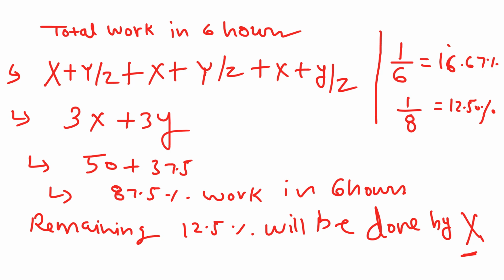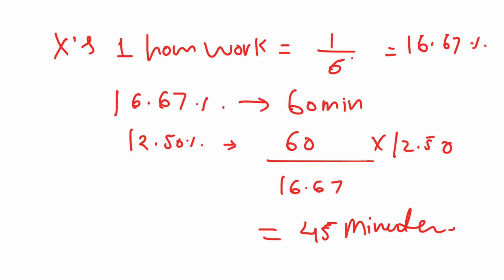87.5%. Means out of 100%, 87.5% of the work has been completed. Now only 12.5% of the work remains and will be done by X. As we know X's 1 hour work is 16.67, but we need to complete only 12.50 percent of work. So 12.50% of the work is completed by X, you can solve this equation and you will get 45 minutes. So total time is 6 hours 45 minutes.